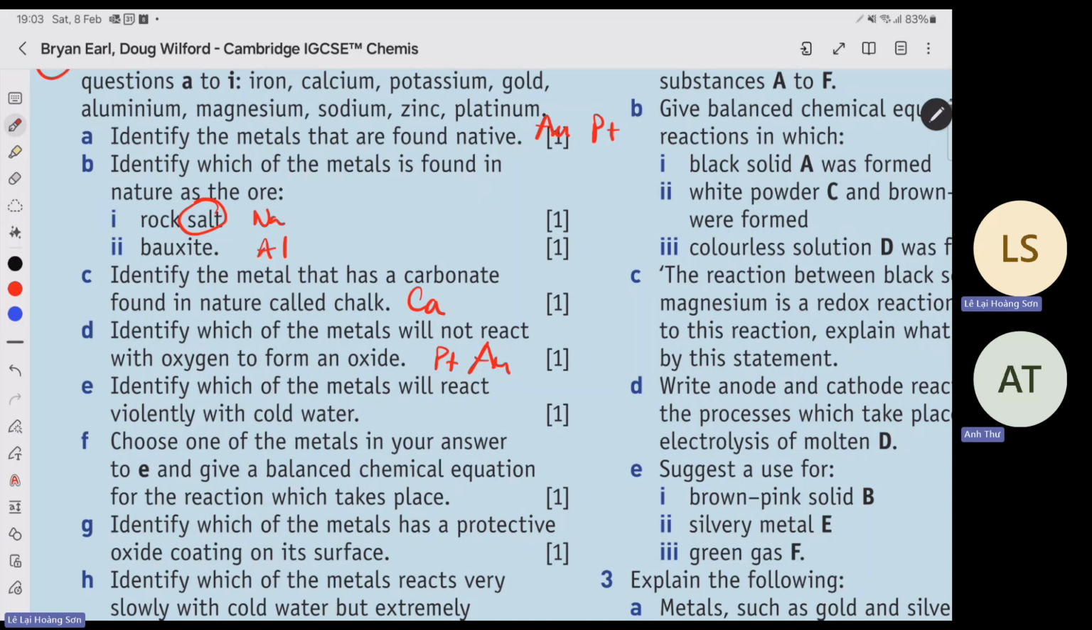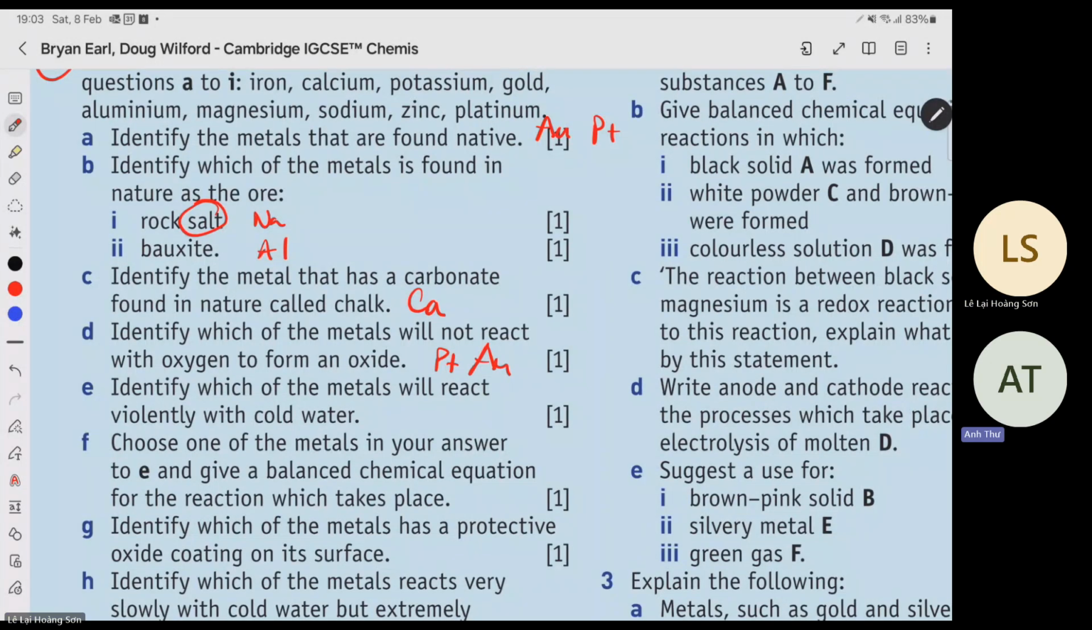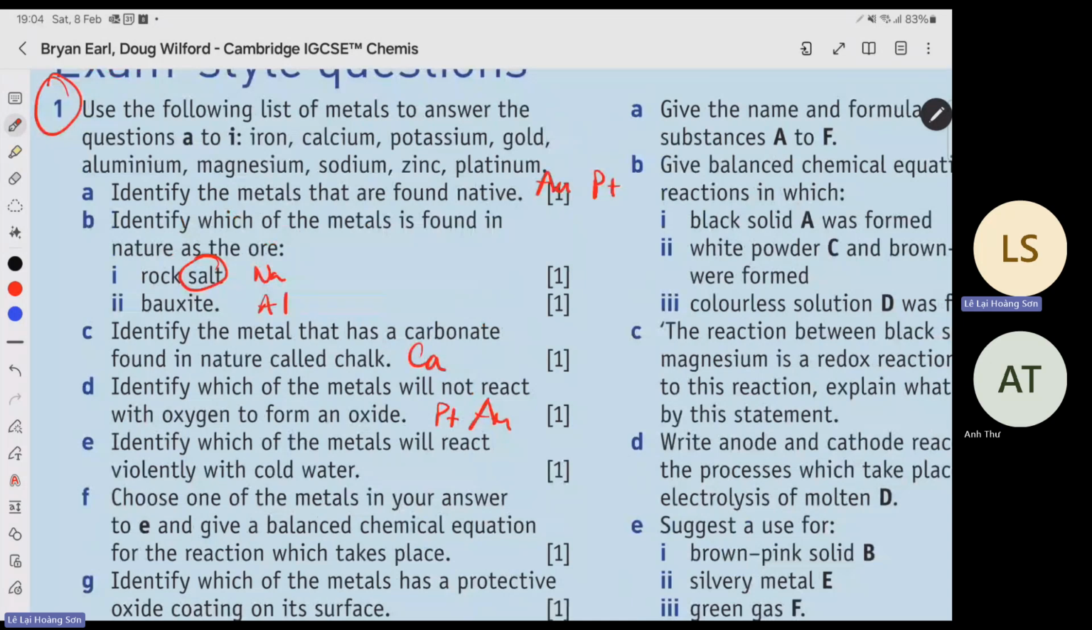Identify the metal that will react violently with cold water. Potassium. What else? Calcium, sodium. Yeah, sodium, potassium. Calcium is a bit controversial here. It can react with cold water, it's just that it's not going to be violent. This is violent, so I would not choose calcium, even though it can react with water.